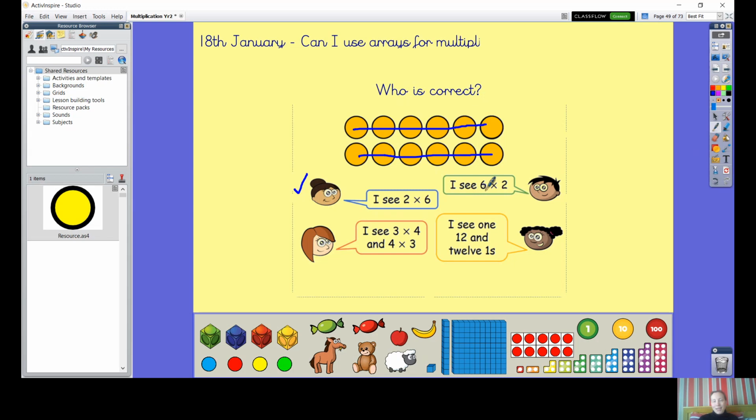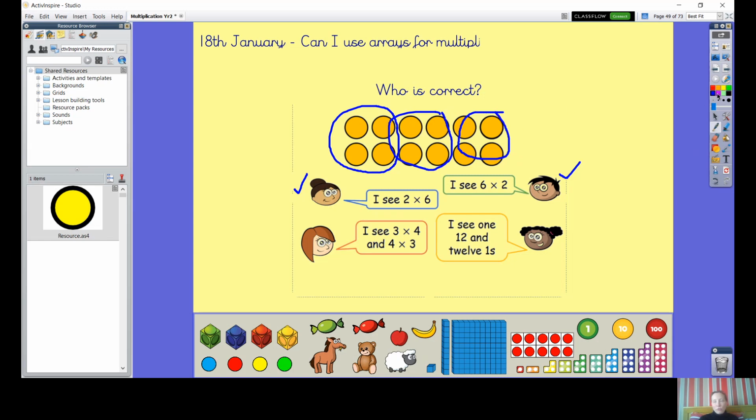This person says, I see 6 groups of 2. 1 group of 2, 2 groups of 2, 3 groups of 2, 4 groups of 2, 5 groups of 2, 6 groups of 2. Yep, I think that person's right too. Now I'm going to rub them out so we don't get confused. Okay, this person here says, I see 3 groups of 4 and 4 groups of 3. Let's have a look. 3 groups of 4. So there's a group of 4. There's a group of 4. And there's a group of 4.